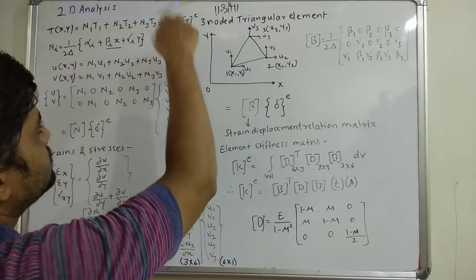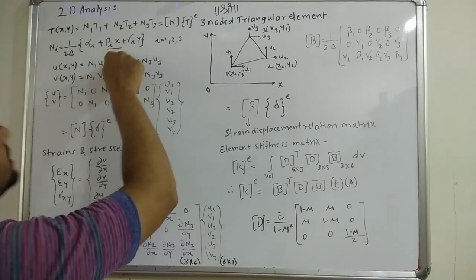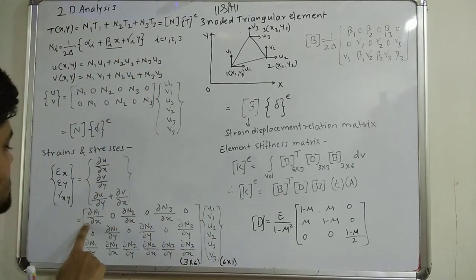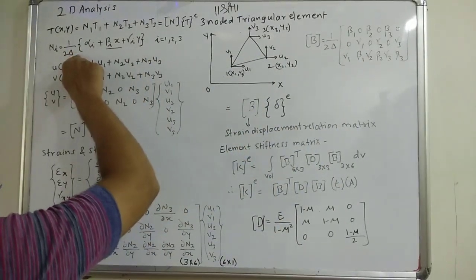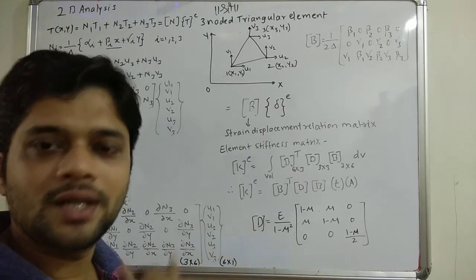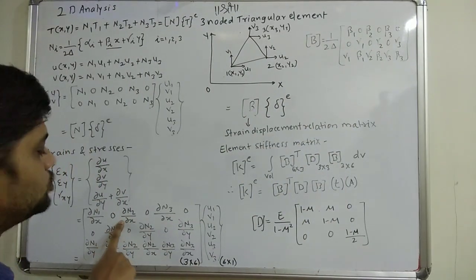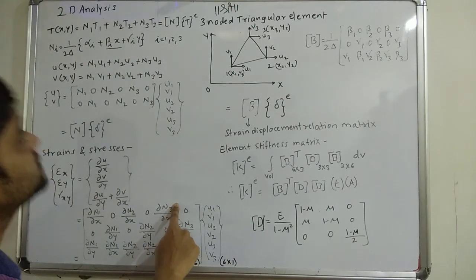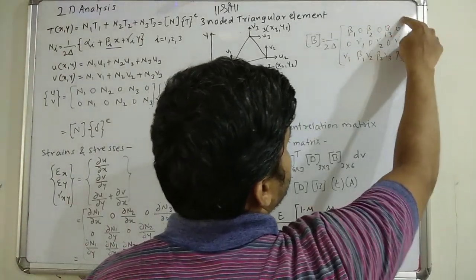Now I stands for nodal values, so that is 1, 2, 3. So it will have three values, beta 1 x, beta 2 x, and beta 3 x for n1, n2, n3 respectively. When I partially differentiate n1 with respect to x, I will get beta 1. Remember the 1 by 2 times area, being a constant value, will remain outside. Then differentiating n2 with respect to x partially, I get beta 2, and for n3 I get beta 3. So that's what I have written here: beta 1 0, beta 2 0, beta 3 0.